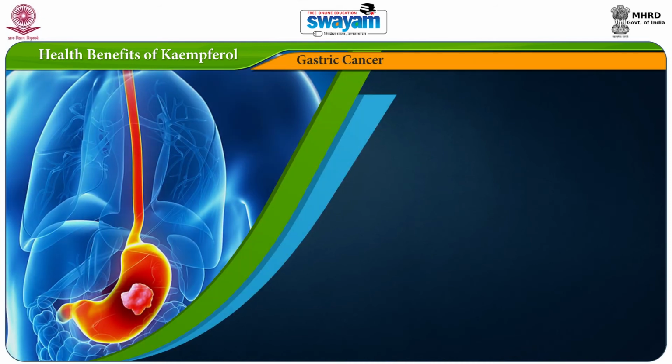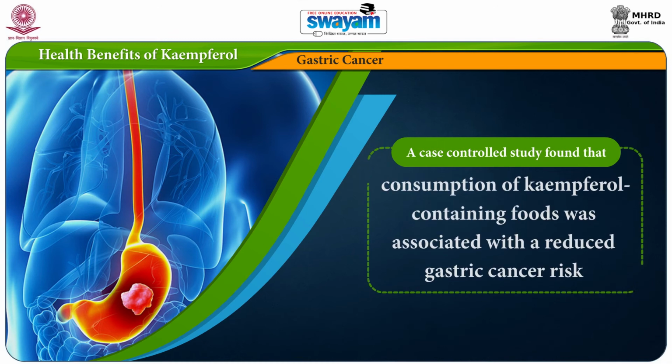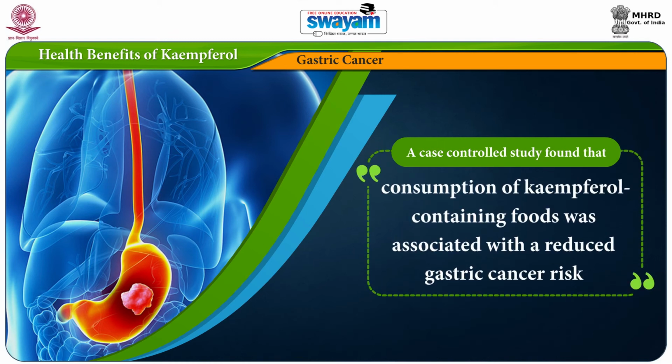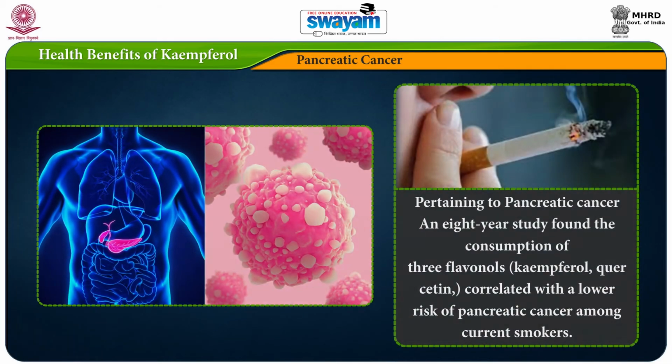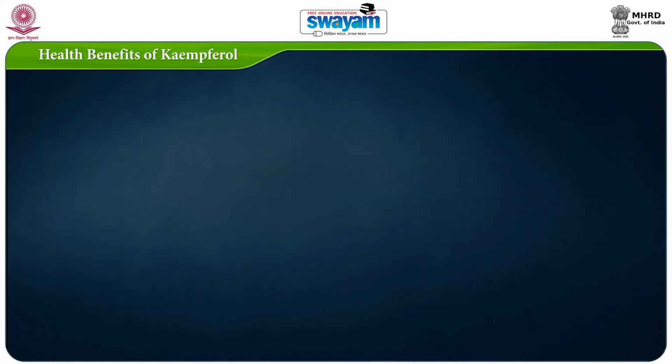Leukemia. Kaempferol has been shown to reduce growth in promyelocytic leukemia cells by altering the cell cycle. In a gastric cancer case-control study, it was found that consumption of kaempferol-containing food was associated with reduced gastric cancer risk. Pertaining to pancreatic cancer, an 8-year study found that consumption of flavonoids, mostly kaempferol and quercetin, correlated with lower risk of pancreatic cancer among current smokers.